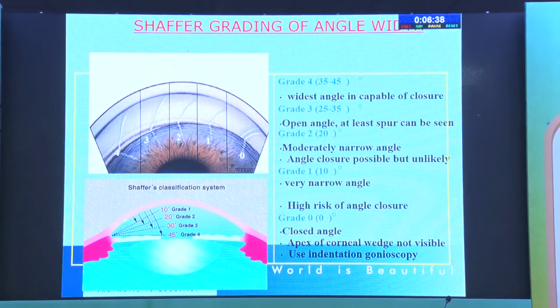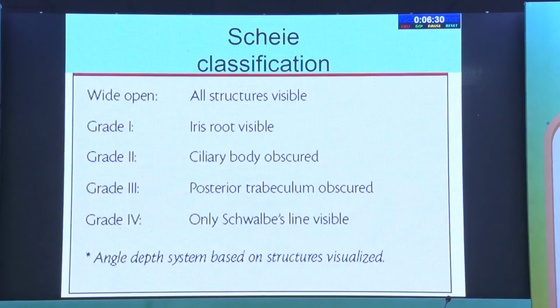But see, Schaffer's method is only a guesstimate. Like we say, okay, this is a grade 4 angle, grade 3 angle. We don't exactly measure how many degrees the angle is open. So rather than Schaffer's grading, Scheie's classification shows which angle structures are visible. It says it is wide open when all angle structures are visible. Grade 1 is when the iris root is visible. Grade 2 is when the ciliary body is obscured. Grade 3 is when the posterior trabecular meshwork is obscured, and grade 4 is when only Schwalbe's line is visible.